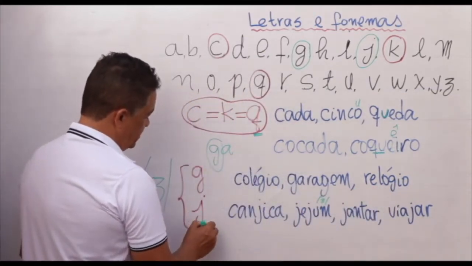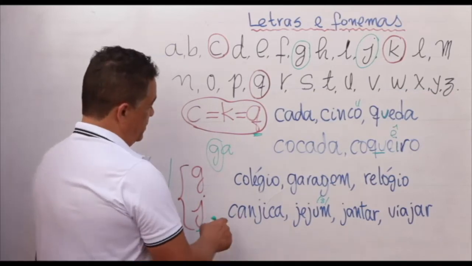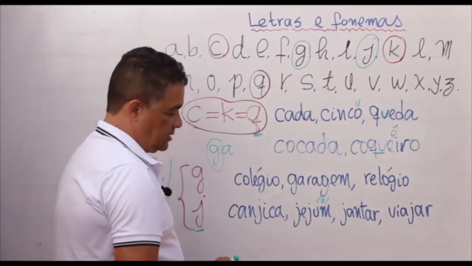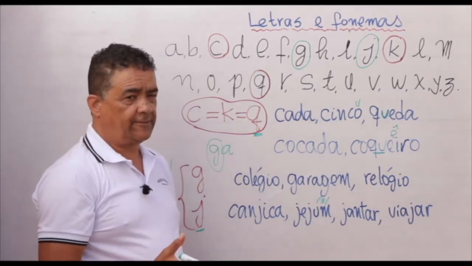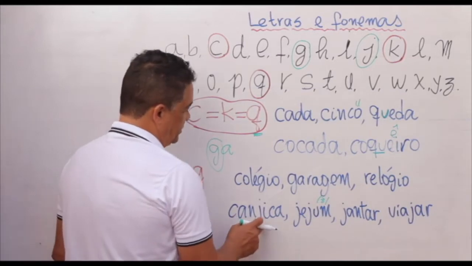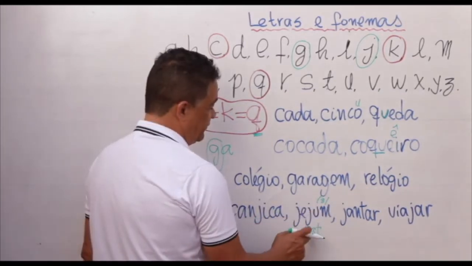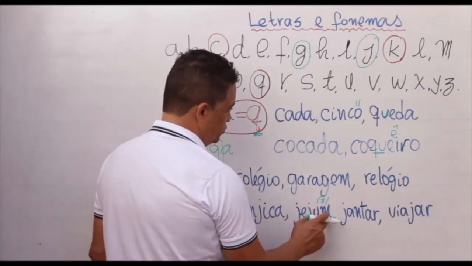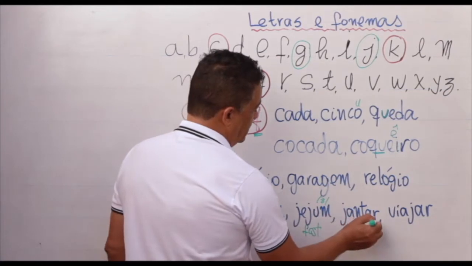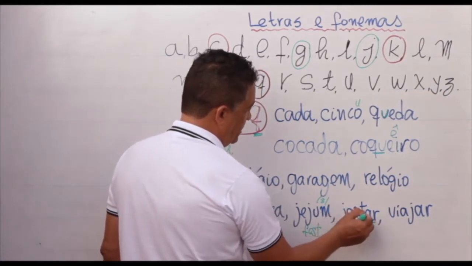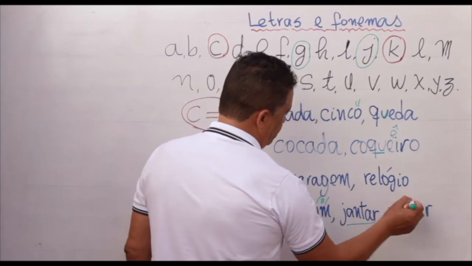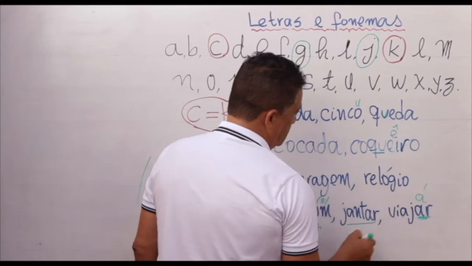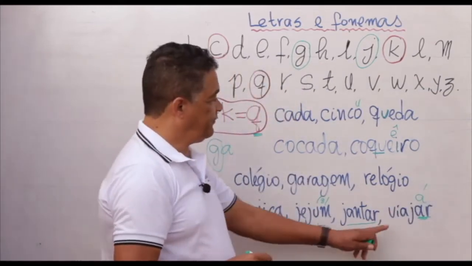Now with the letter J, we have, for example, canjica. Canjica is a Brazilian dish made of corn. Canjica. Jejum means fast. You go without food. So, jejum. Dinner, or to have dinner, jantar. Travel or trip, viajar. We change this into just a J, viajar.